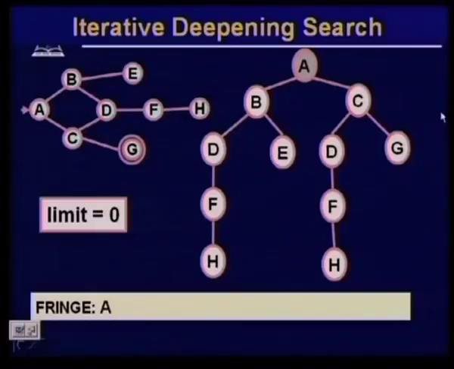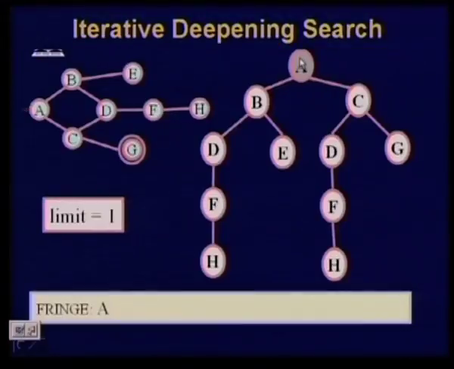Now, let us run iterative deepening search on the same state space. Initially limit is 0, so we can expand A only. Then we set limit equal to 1, and we get this tree which is expanded in a depth first manner, that is A, then B, then C.